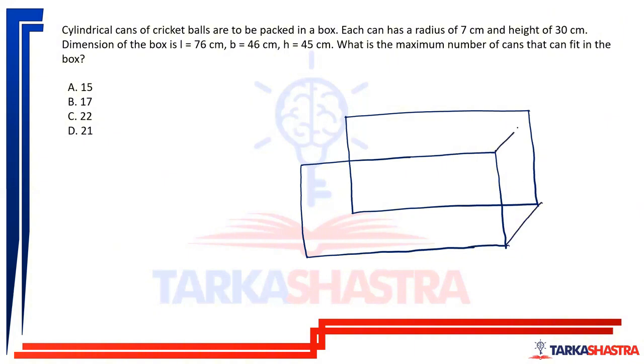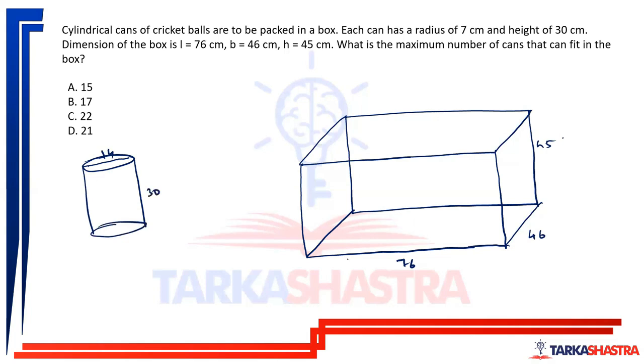So first we'll make the box. What is the maximum number of cans that can fit? So this is 76, breadth is 46 and height is 45. Now there is a cylindrical can whose radius is this much, but then this diameter will be 14 and height is 30.